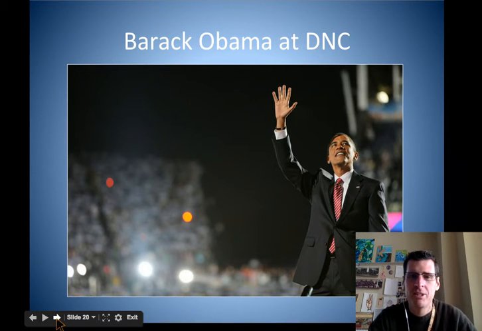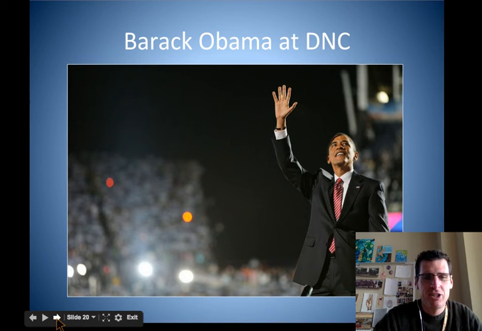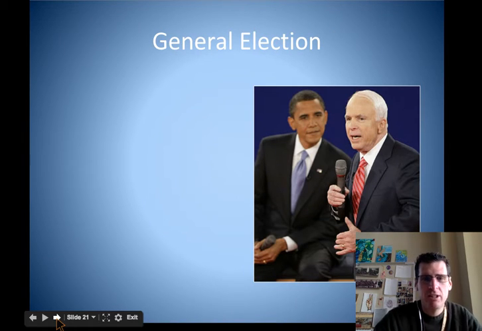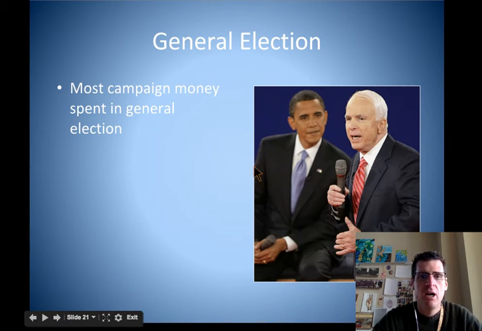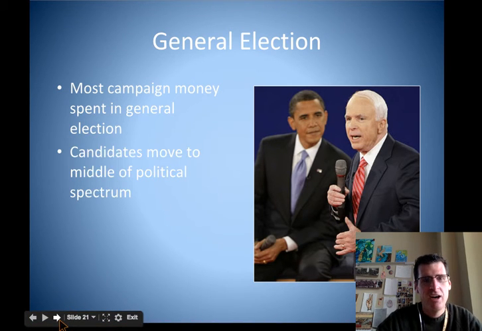So here's Barack Obama at the Democratic National Convention accepting the nomination of his party for president. And then we go into the general election. This is from the 2008 election with Barack Obama and John McCain going against one another. And they actually spend more money in the general election than they do in the primaries, which is, I mean, we're talking about a ton of money here. And it becomes more and more expensive every single year.